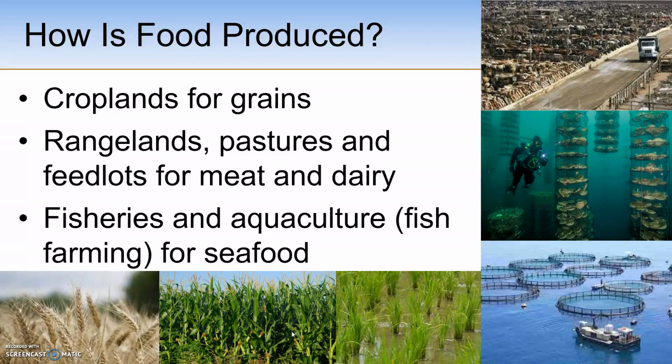People directly consume about 48% of the world's grain production, and about 35% of the world's grain production is used to feed livestock. The remaining 17%, mostly corn, is used to make biofuels such as ethanol for cars and other vehicles. The second system that is used to supply most of our food is through rangelands, pastures, and feedlots for meat and dairy products. The third is fisheries and aquaculture or fish farming for seafood. These are two pictures of fish farms, and here's an example of a livestock feedlot, which is also known as CAFO, Concentrated Animal Feeding Operation.